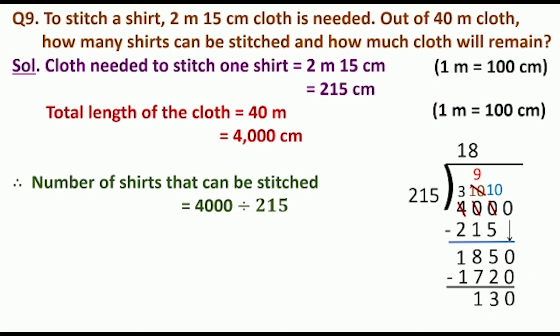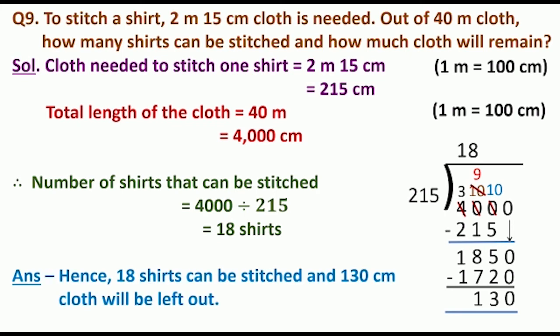So how much cloth is remaining? That is equal to 130 centimeter. And 18 shirts can be stitched out of this 40 meter of cloth. So the number of shirts that can be stitched out of this 40 meter cloth is 18 shirts and the remaining cloth is 130 centimeters. So hence our answer is 18 shirts can be stitched and 130 centimeter cloth will be left out.